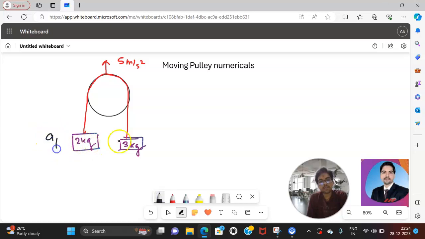For example, the acceleration of this mass is A1, and the acceleration of this mass is A2. Is it clear? Since the pulley is moving, we can't apply the constraint relation directly. So the acceleration of the pulley, we know the relation: acceleration of pulley is equal to (A1 plus A2) by 2. Now what is A1? A1 is the acceleration of the end point of the string.